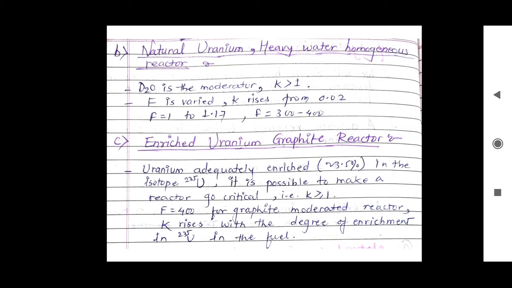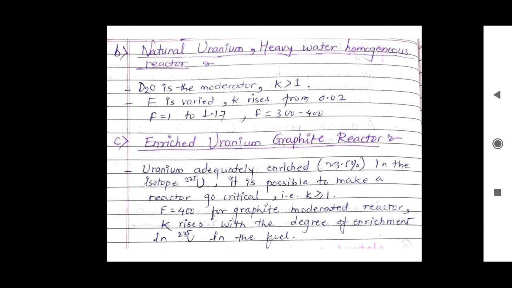D2O is the moderator and the reproduction factor K is greater than 1 when F is varied. That is the design parameter, the ratio of the moderator atoms to the fuel atoms, which will be changing, and K rises from 0.02 to 1 or becomes greater than 1. So F is 1 to 1.17, and F will be 300 to 400 for the natural uranium heavy water nuclear reactor, and the reactor is homogeneous in phase because the fuel and moderator are in one phase.